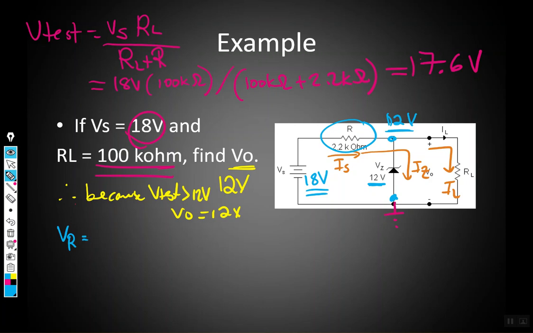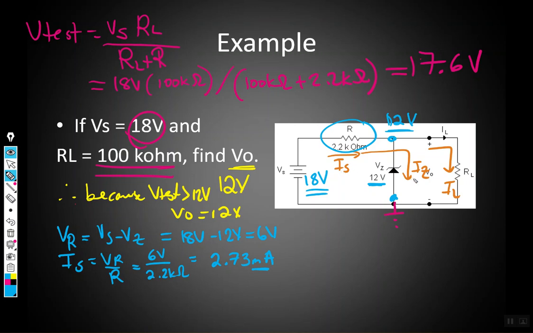So VR is going to be Vs minus Vz in this case, which is 18 volts minus 12 volts equals 6 volts. And we know that Is is VR divided by R. That's going to be 6 volts divided by 2.2 kilo ohms, and that works out to 2.73 milliamps. Okay, be really careful about your units here. And so we've got IS.